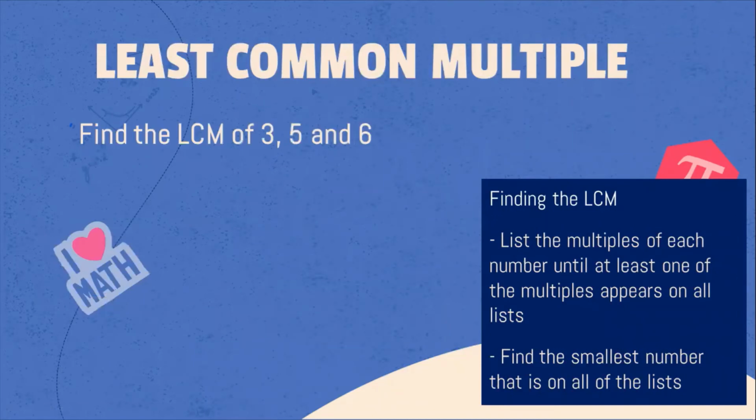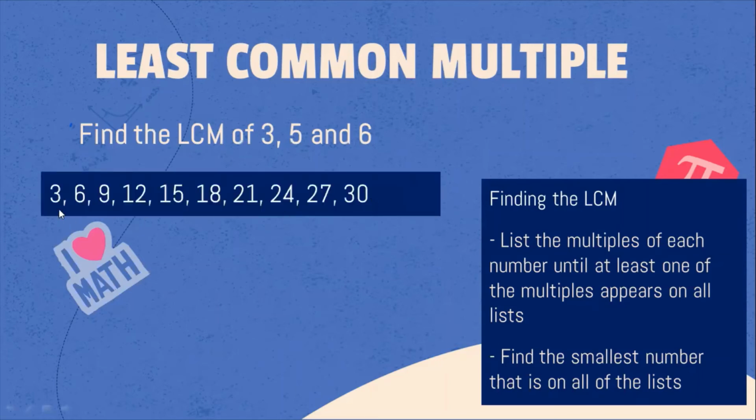How do you find the least common multiple by listing method? We just simply list down all the multiples of the given numbers. What are the multiples of 3? We have 3, 6, 9, 12, 15, 18, 21, 24, 27, 30, and so on and so forth.